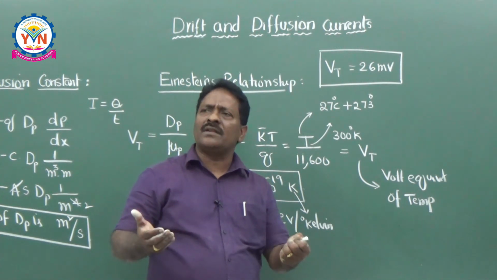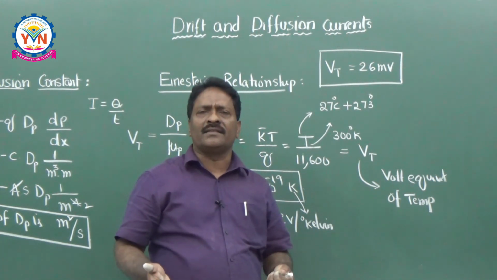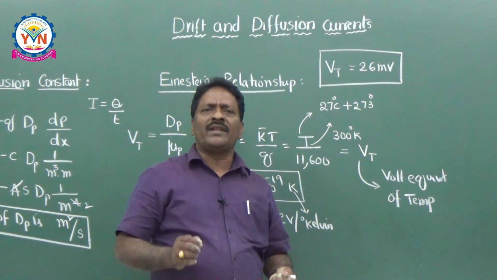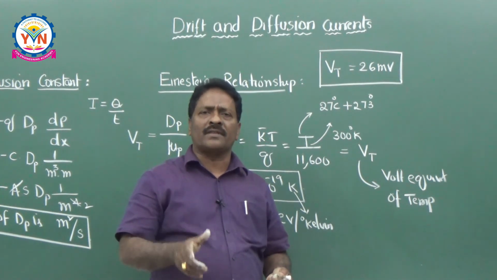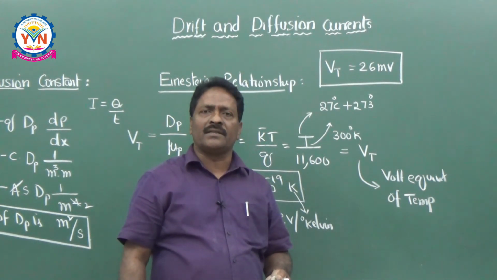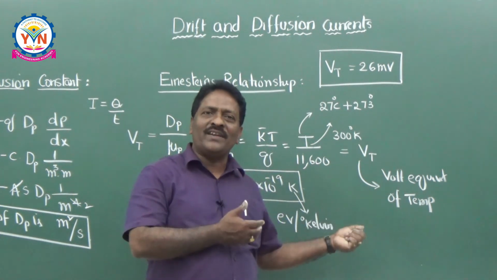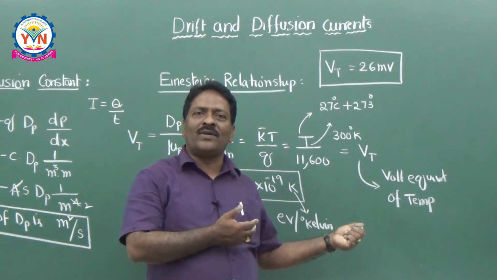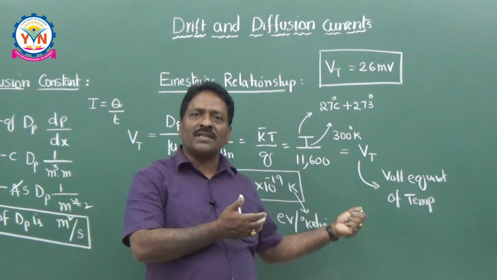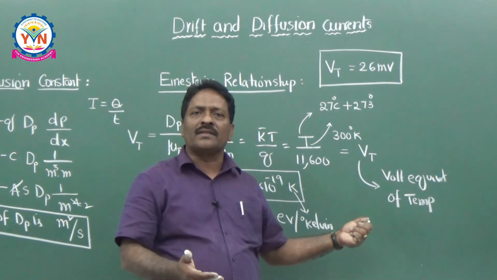It is almost all natural concepts. If you understand like this, nothing is difficult. Every concept is the most important and beautiful concept in your electronics. Try to understand this. I hope you understood the differences between drift and diffusion currents. Drift is due to potential gradient and diffusion is due to concentration gradient.